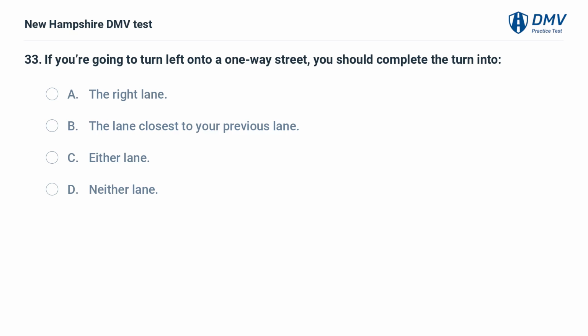If you're going to turn left onto a one-way street, you should complete the turn into A. The right lane. B. The lane closest to your previous lane. C. Either lane. D. Neither lane.